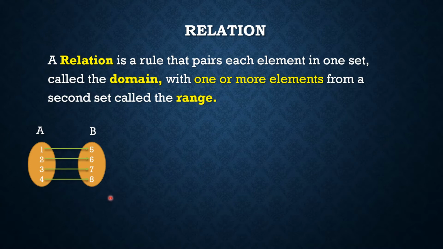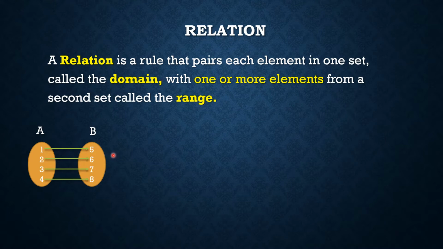So makikita natin dito sa ating mapping diagram na meron tayong dalawang set. Ito yung set A na makikita natin at itong set B na nakikita natin dito. Itong set A na to, ang tawag natin sa mga elements na nasa kanya ay domain. At ang lahat ng elements naman na makikita natin kay set B, ang tawag natin doon ay range. So, by definition, si relation daw is a rule.